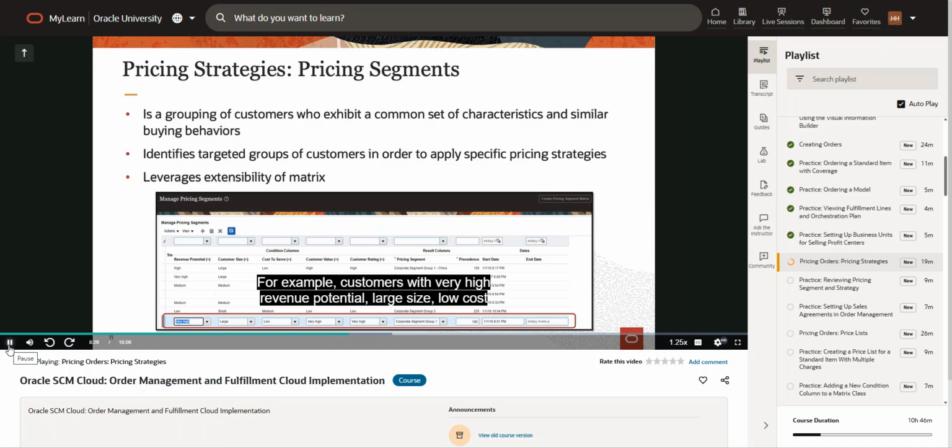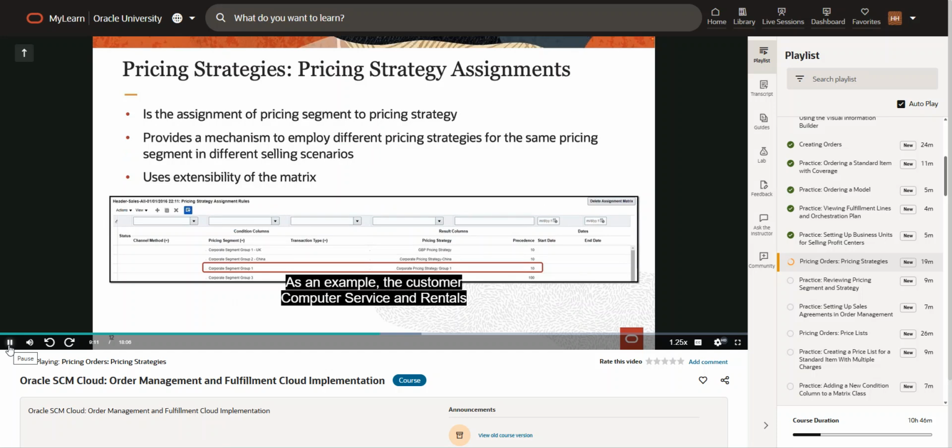For example, customers with very high revenue potential, large size, low cost to serve, very high value, and a very high rating would go into the corporate segment group 1. Meanwhile, customers with a mix of medium values for revenue potential, size, cost to serve, value, and rating might fall into the corporate strategy group 2 segment. The matrix also allows you to add a default segment. If a customer doesn't meet the conditions for any of the specialized segments, they'll fall into a corporate segment group default. The system checks all rows and uses the precedence value, where a lower number means higher precedence, to make sure each customer is assigned to the best fitting segment.